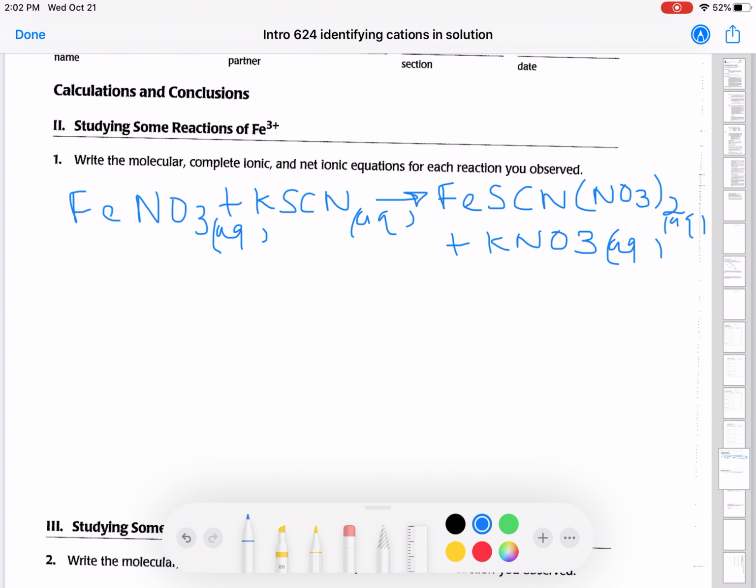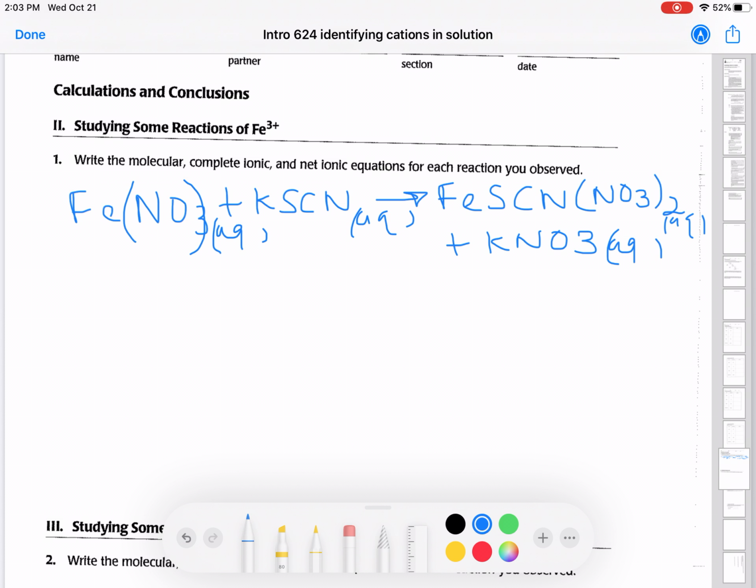And then the complete ionic equation is all of these compounds that are in aqueous form, that you can separate into ions. Okay, so if you separate iron nitrate, iron is 3 plus, nitrate is minus 1, so the iron nitrate formula has to be like this.